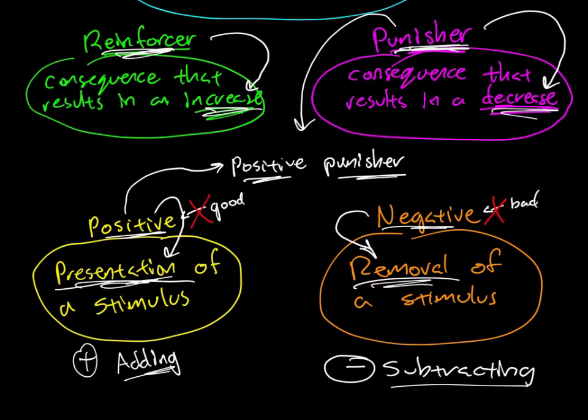So in the next video, we'll go over all the different possible combinations of positive and negative, reinforcer and punisher. And we'll look at lots of examples and we'll get a lot of practice. But first, it's a good idea to make sure that you've really got these concepts down very solidly in your head so that you're thinking of what they mean almost at a subconscious automatic level.